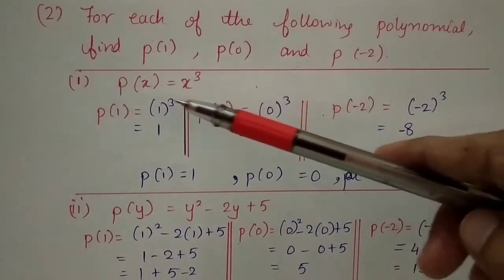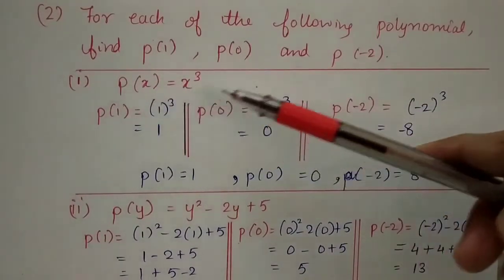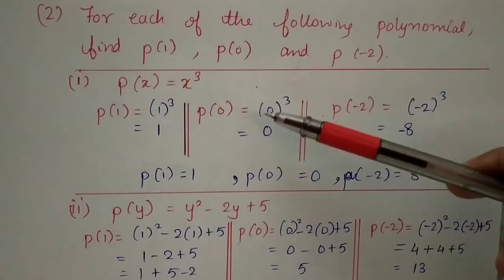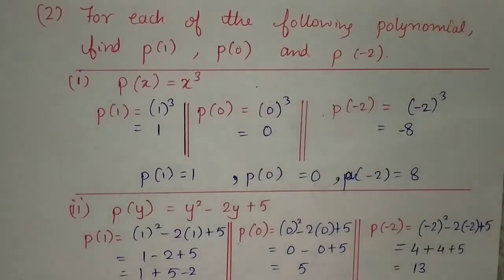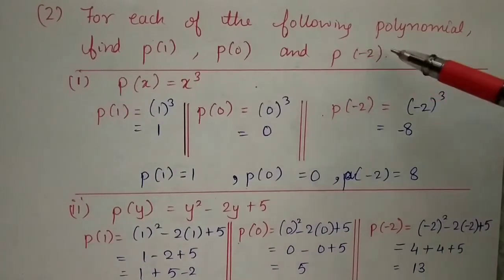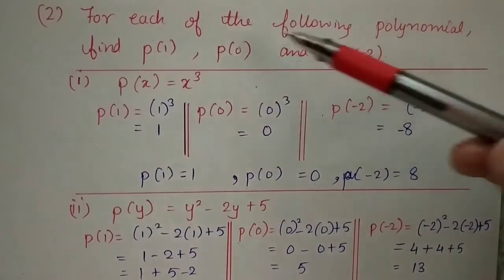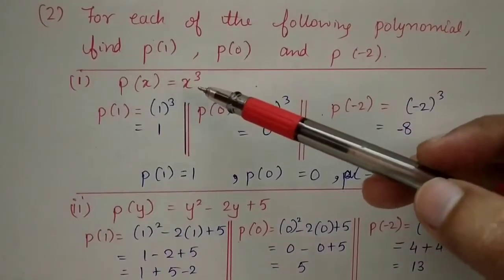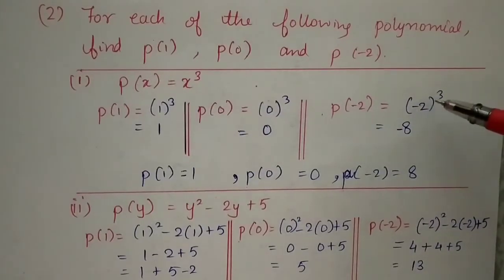In this polynomial, we'll substitute the value of 0. So p of 0 is x cube, 0 cube, and 0 cube will be 0. And lastly, p of minus 2. In place of x, we are going to put minus 2. So here, minus 2 cube. Now cube of 2 is 8: 2 2s are 4, 4 2s are 8.